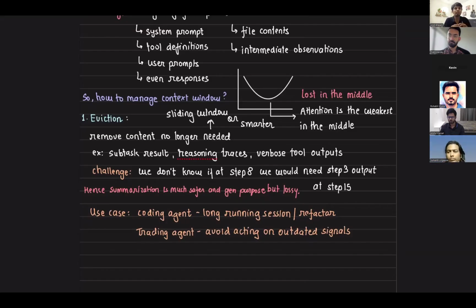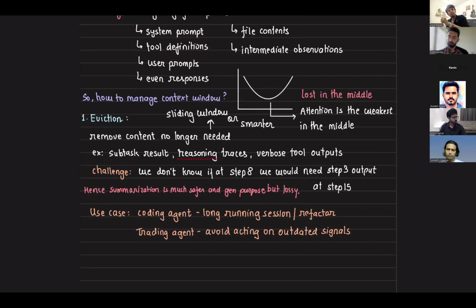Now imagine the complexity of you tracking what is important and what is not. Because the biggest problem when you're trying to evict something from your working memory, which is your context window, which is your conversation, is we don't know if at step 8 we would need the output of step 3, or at step 15. So we are at step 8. Step 3 outputted something, but we only have visibility to the 8th step. We don't know if in any of the future steps I would need the output of step 3. So unless you are very sure, don't evict it.